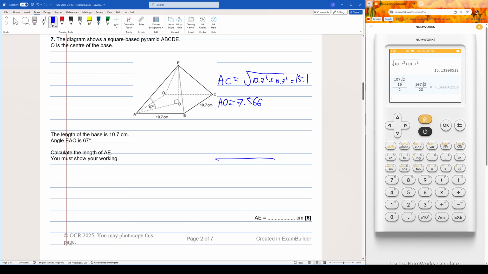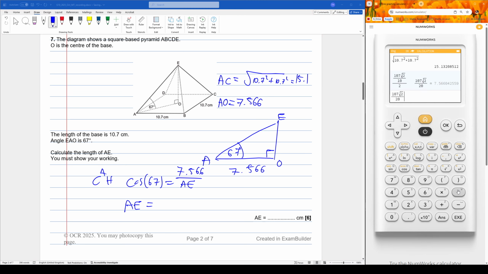If I draw this as another triangle where I've got A, O and E, and I now have the bottom length 7.566, I have this as 67 degrees. It's clearly a right angle triangle, therefore trigonometry: cos 67 is equal to 7.566 over the adjacent AE, therefore AE is going to be equal to 7.566 over cos 67.